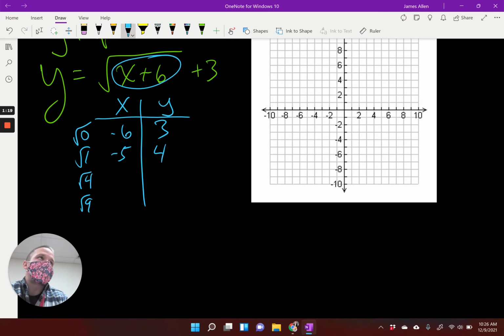How do I get 4 inside my radical? Well, I'd plug in -2. If I plug in -2 for x, -2 plus 6 is 4. Square root of 4 is 2. Plus 3 is 5. And then lastly, how do I get 9? Well, I'd plug in 3 for x. 3 plus 6 is 9. Square root of 9 is 3. Plus 3 is 6. Awesome. We're ready to plot this thing.